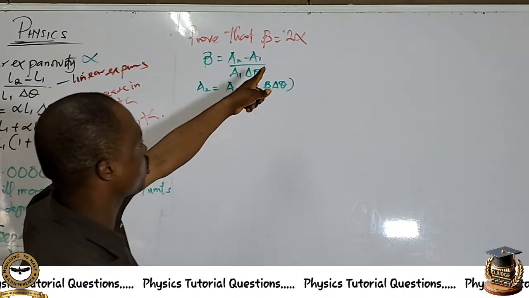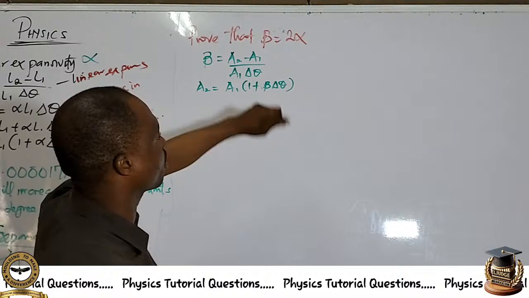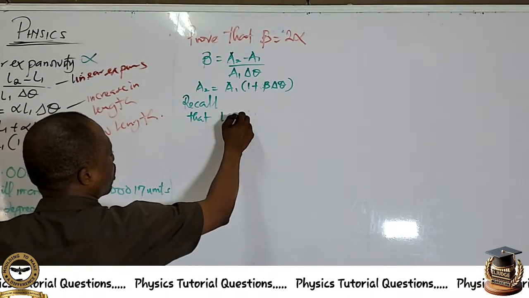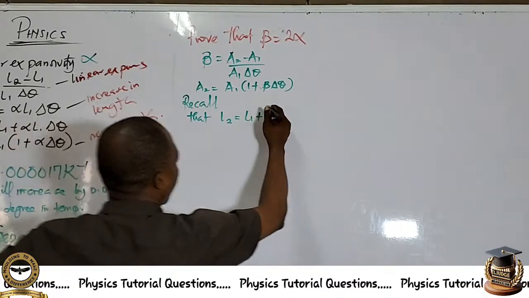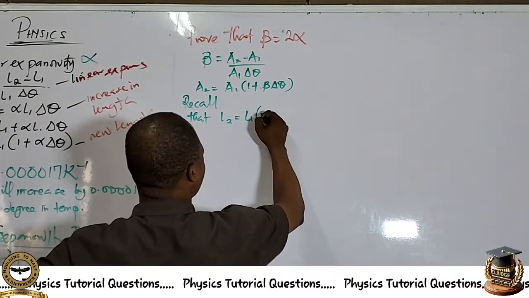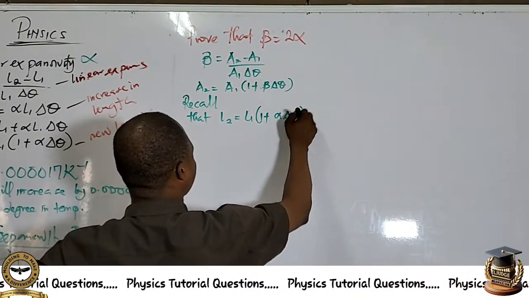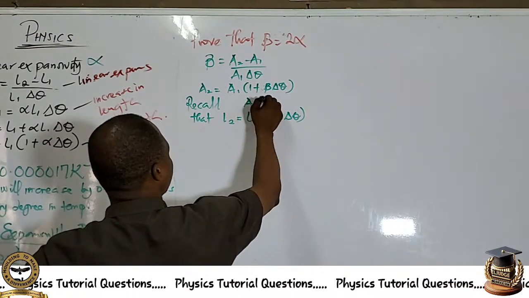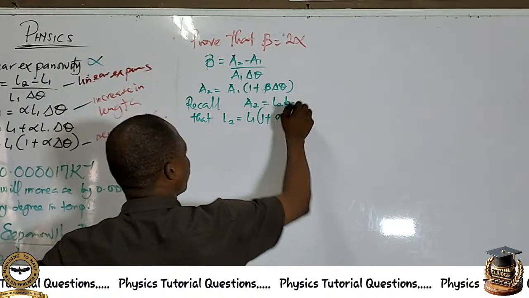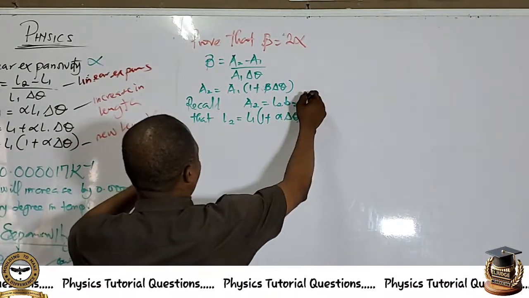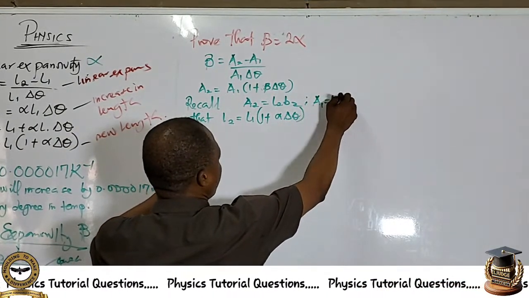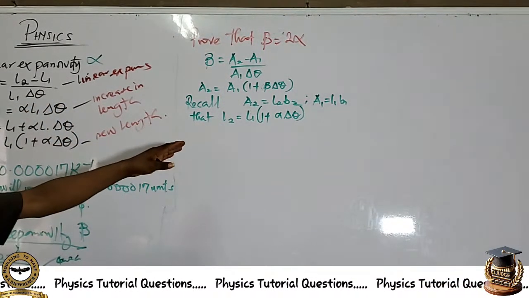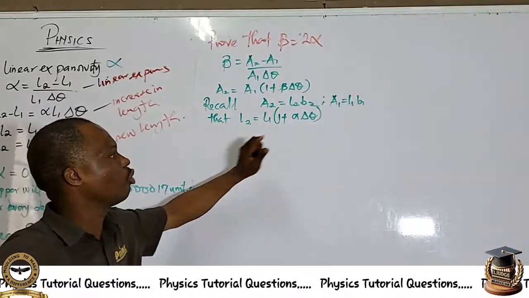But we want to prove that this beta equals alpha. You recall that L2 equals L1 plus L1 into bracket 1 plus alpha delta theta. Before I even recall this, you can say that A2 is the same thing as L2 B2. Since A1 is L1 B1, we have set A1 as L1 B1, then A2 as L2 B2.